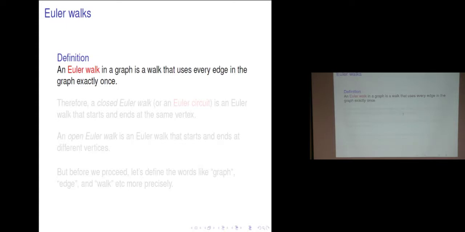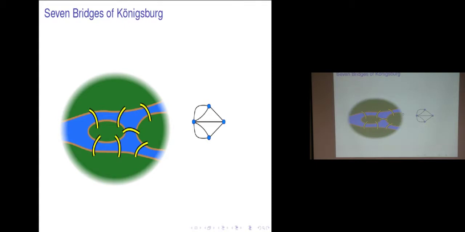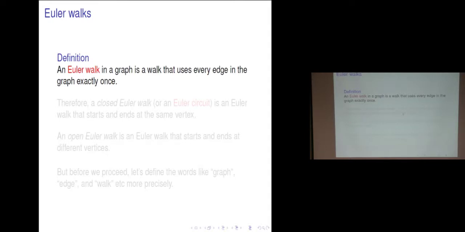Remember that in this picture, the bridge was represented by the edge. You travel the edge exactly once, right? So the Euler walk is a walk that uses every edge in the graph exactly once. So the inspiration is to cross a bridge exactly once.